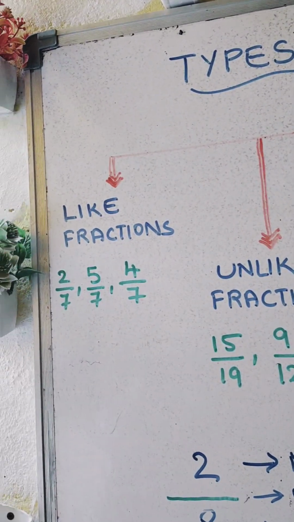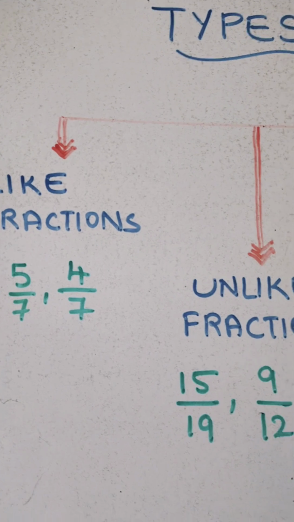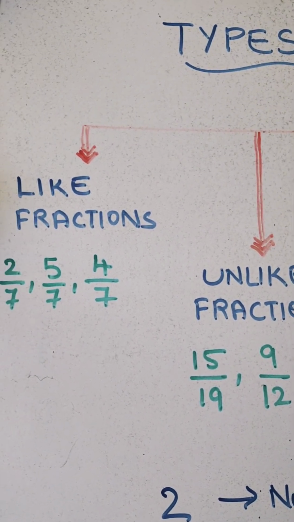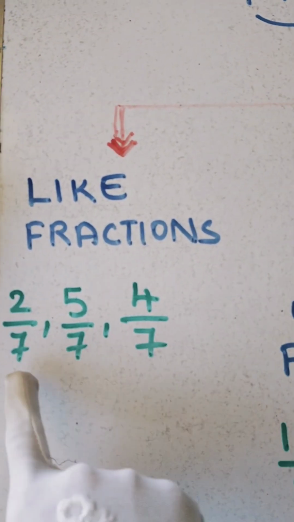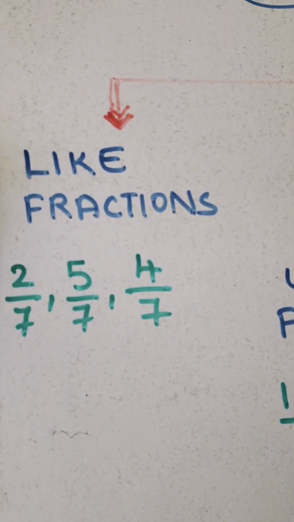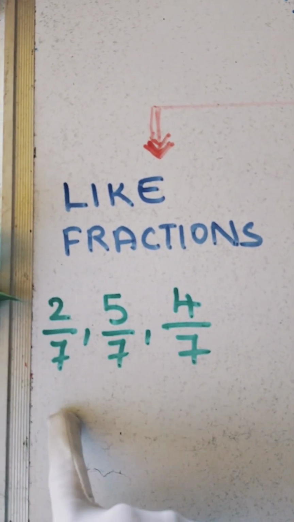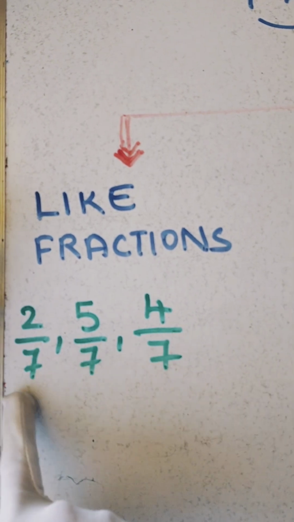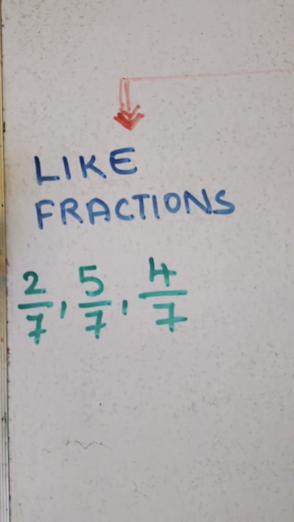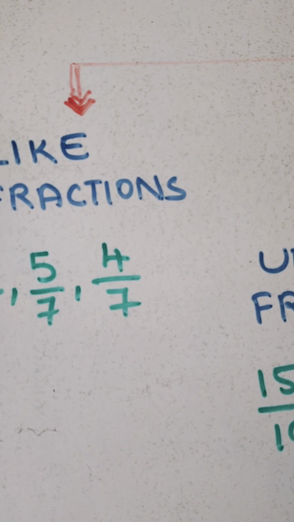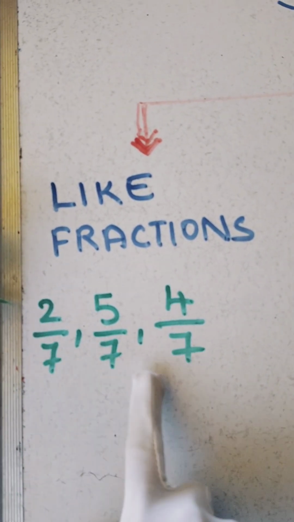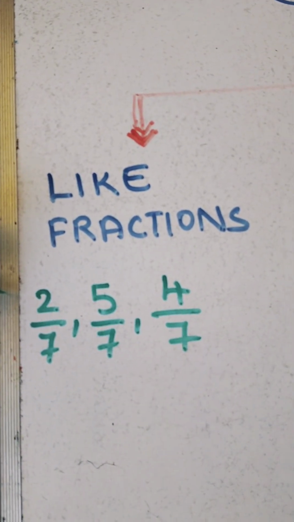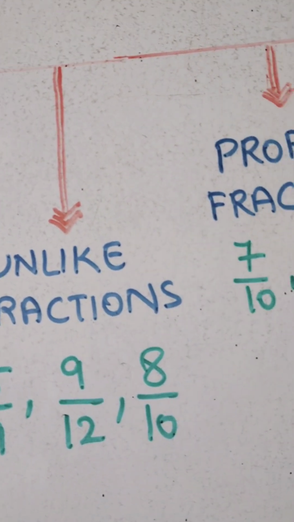Okay, see, like fractions. Like means what? Something similar, something is the same. So what is the same here? The denominator is the same. The fractions which have the same denominator. See here, the denominators are the same. We are not talking about the numerator, we are talking about the denominator. The fractions which have the same denominators are called like fractions.